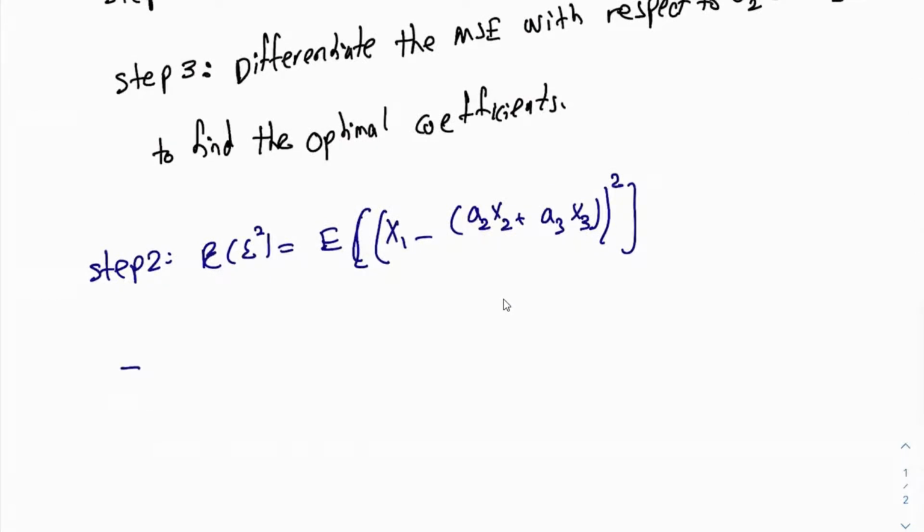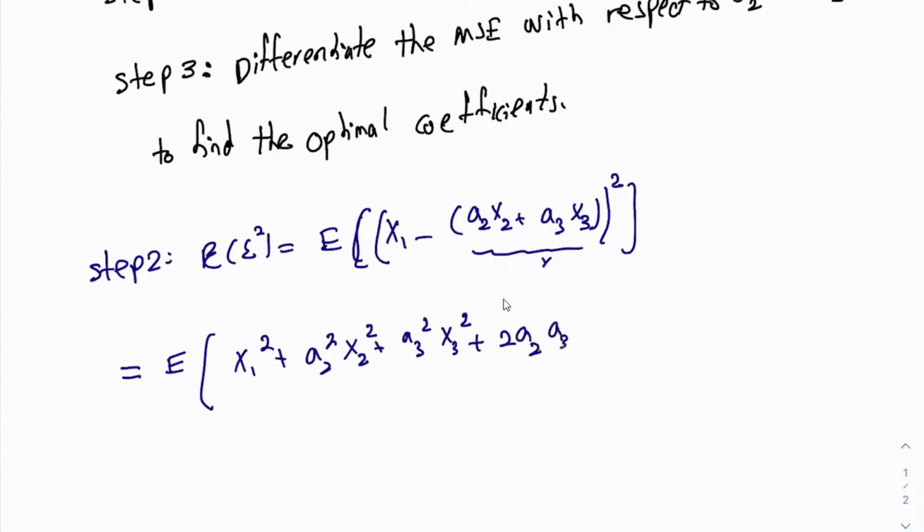Okay, so let's do this one here. This is going to be the expected value of first x1 square. Take the entire term, if you want, to be like x4. So it's going to be this term square. It's going to be a2 square x2 square, a3 square x3 square, plus 2 a2 a3 x2 x3, minus now 2 x1 (a2 x2 plus a3 x3).